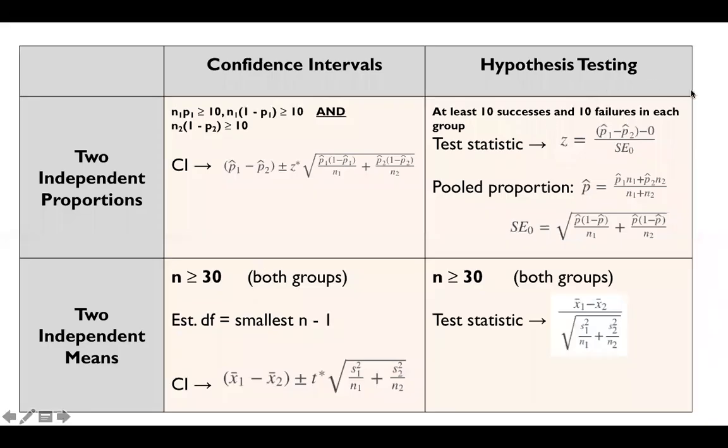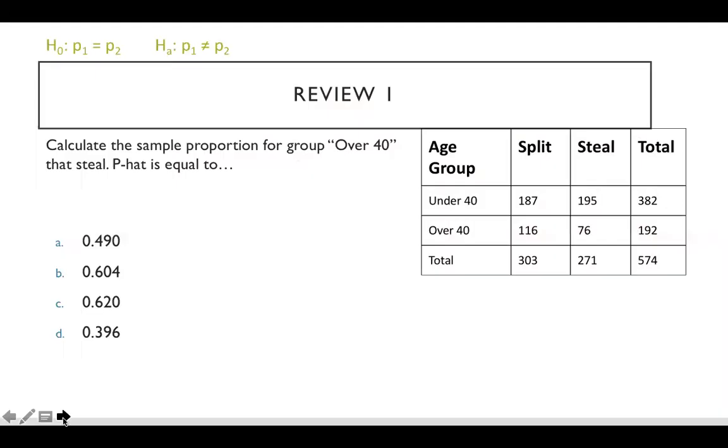Okay, so here's lesson 9 in one consolidated slide, just the assumptions that you need to make and the calculation of the test statistics for each group. So review 1, calculate the sample proportion for the group over 40 that steal. So I'm just asking you here to calculate the p-hat.